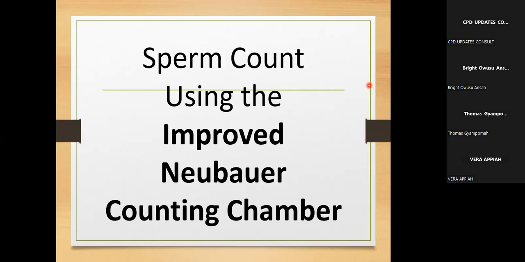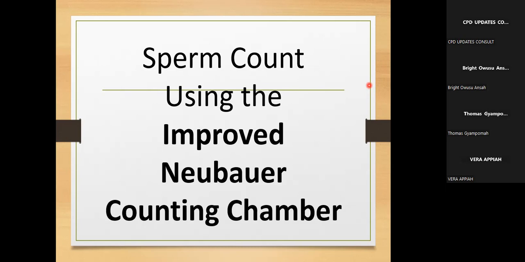Then you move to the almighty improved Neubauer counting chamber. Like we said, everybody makes it look as if to do sperm count, you need the improved Neubauer counting chamber. But you see that this is rather an adaptation. The properly designed special counting chamber for sperm count is the macro counting chamber. If you are lucky to have some, as some of you have already, that's great. You don't do any work on it.